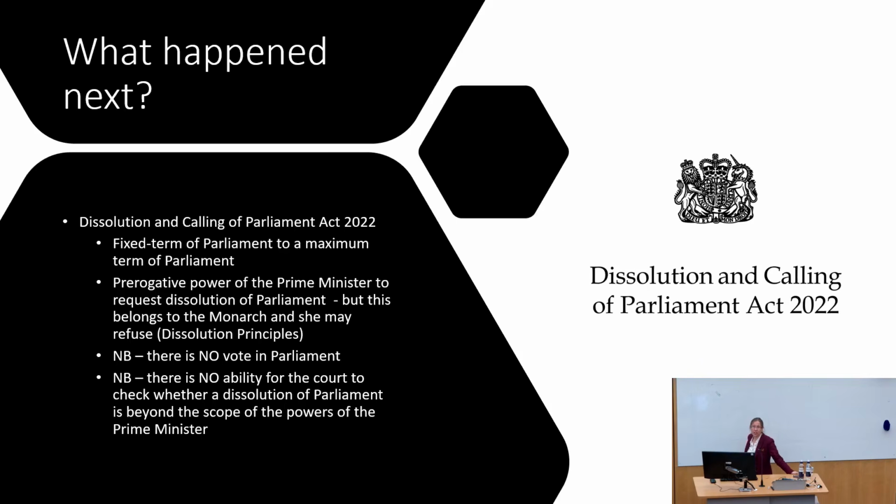We no longer have fixed terms, we have maximum terms of 5 years. We no longer have a situation where if you want to have an early general election, you have to have a vote in the House of Commons. That's gone. If the Prime Minister wants an early general election, he asks for one, the Queen has to give it to him, unless she can show by convention she can refuse. But don't worry, the government has set out dissolution principles to guide her as to when she can refuse.